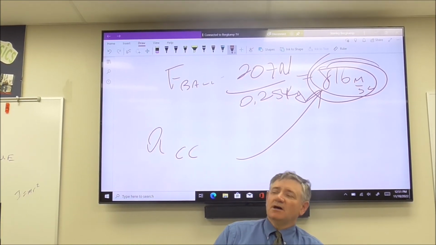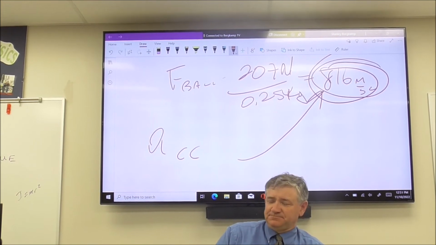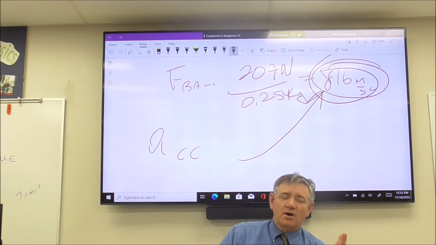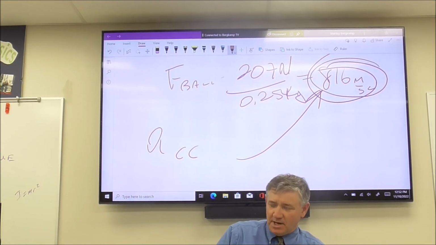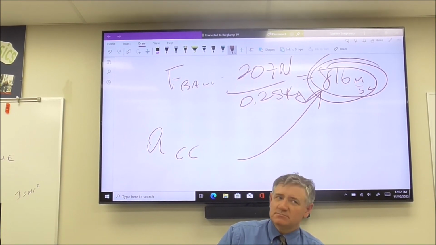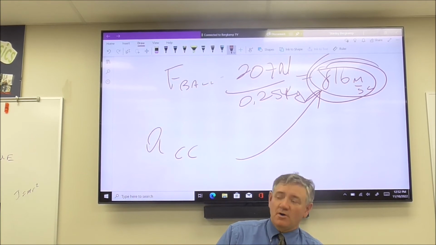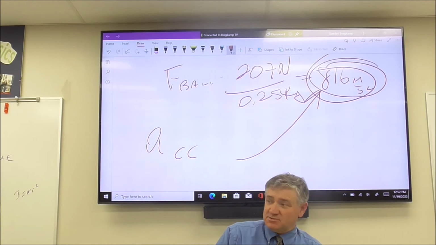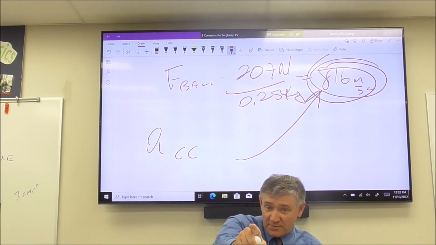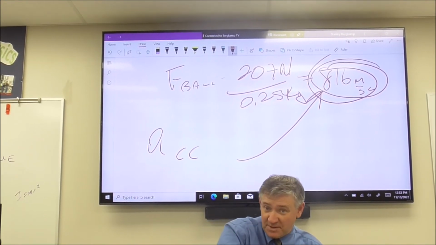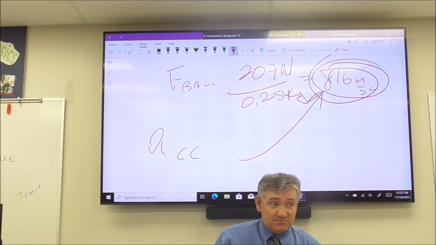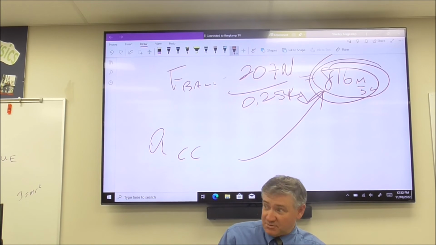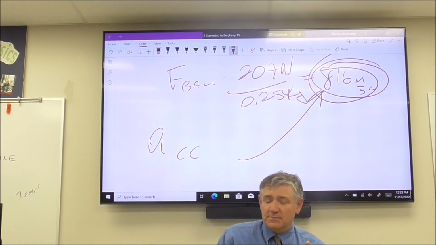So here's the million-dollar question. When you have a collision, are the changes in momentum equal and opposite? Yes. No exceptions. Are the forces equal and opposite? Yes. No exceptions. Do not overthink this. There are no exceptions. Forces equal and opposite. Changes in momentum equal and opposite. Nothing to think about. It's automatic.